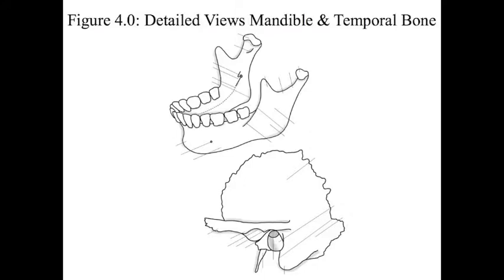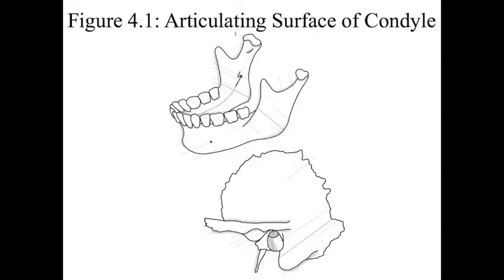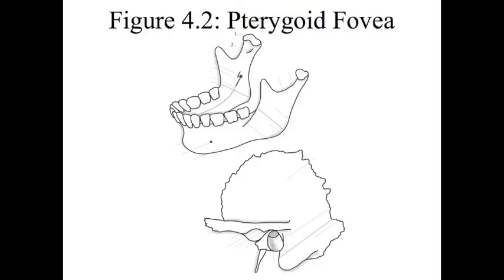Figure number 4 is the detailed views of the mandible and the temporal bone. Number 1 is the articulating surface of the condyle. This is the portion of the mandible that's going to articulate with the temporal bone. Number 2 is the pterygoid fovea. We're going to learn about some of the different indentations and holes in the mandible. And this one is the favorite because the fovea is at the very top, the pterygoid fovea.